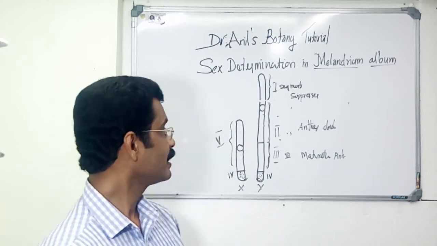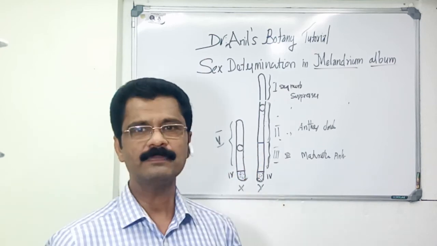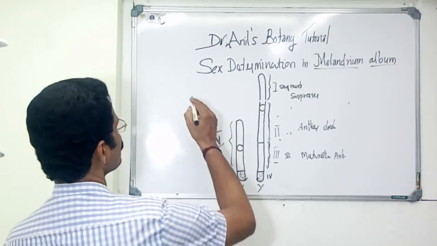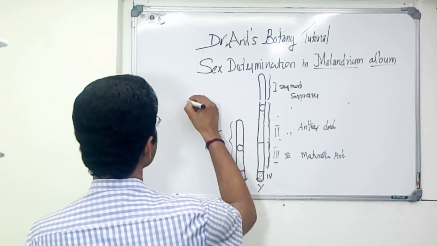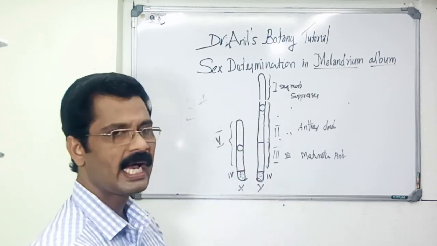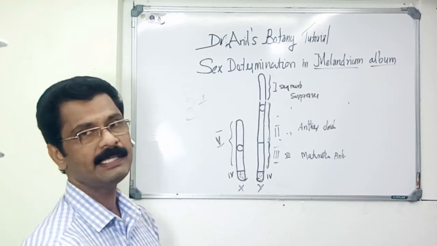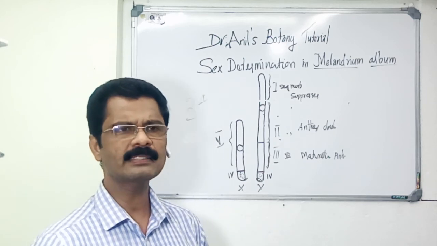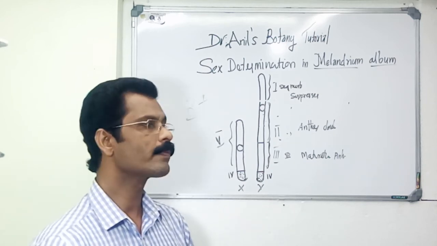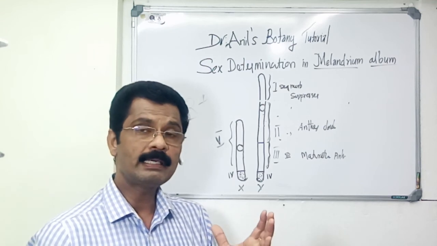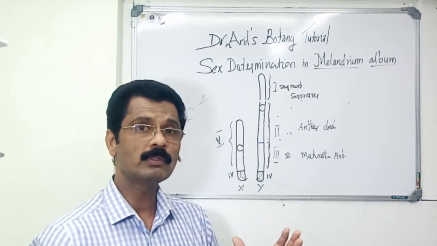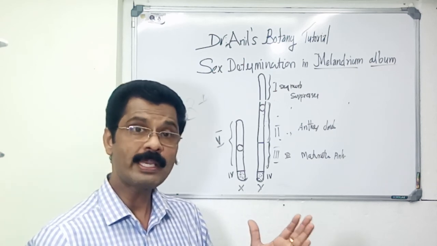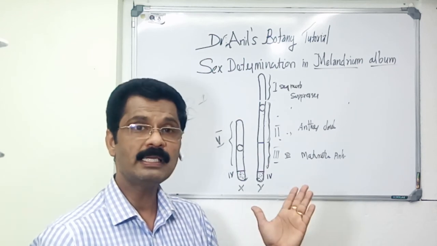I repeat once again. In Melandrium, X and Y chromosomes are there. The chromosome number is 24. XX determines the female character and XY determines the male character. But the Y chromosome has supremacy. Wherever the Y chromosome is there, it produces maleness.